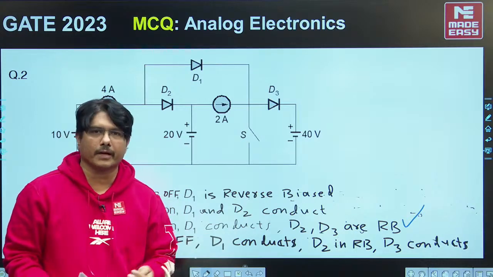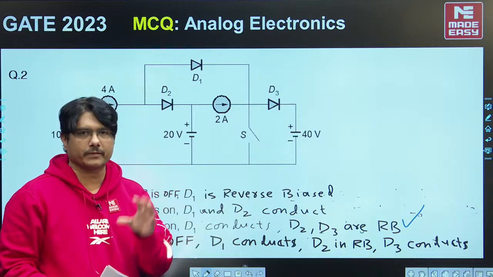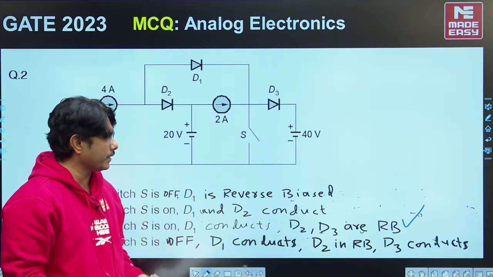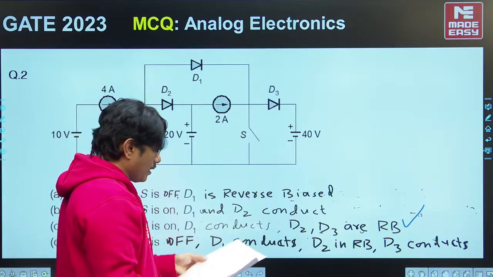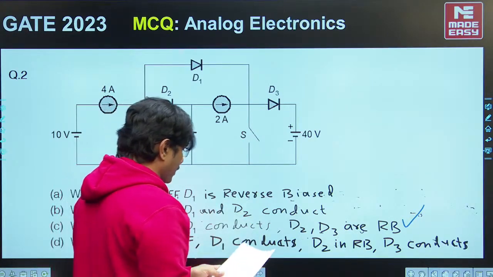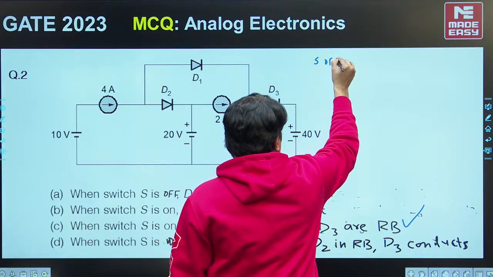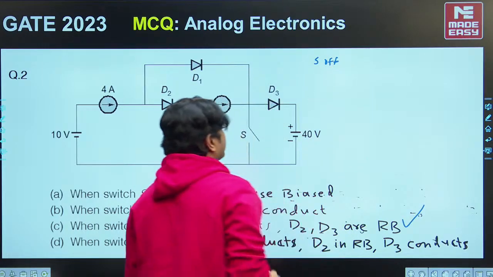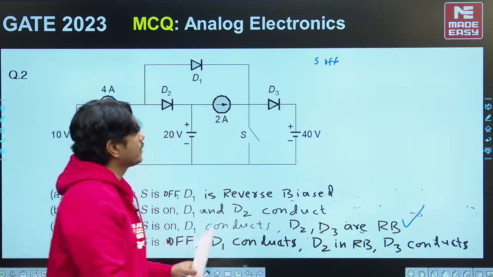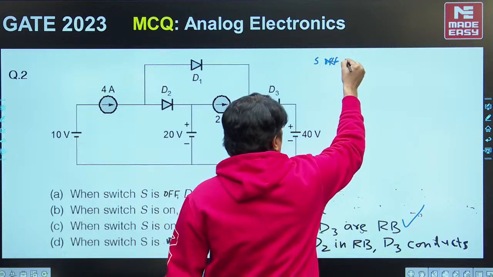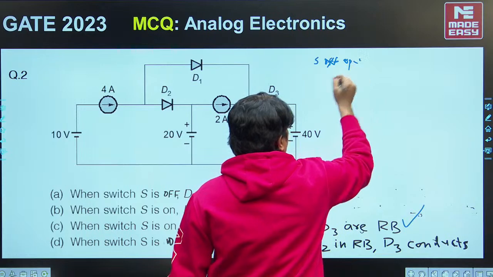D1 off also we have to check. I have only tested for the D1 on condition, switch on condition. Let us analyze for D1 off also. Here only I will finish that one, second option. Let me see one more option. When switch is off, suppose we have taken switch is off condition. The switch is open, or we can say switch is in open condition. Sorry, we should not say off, switch is in open condition.